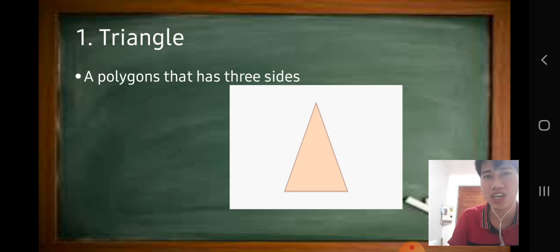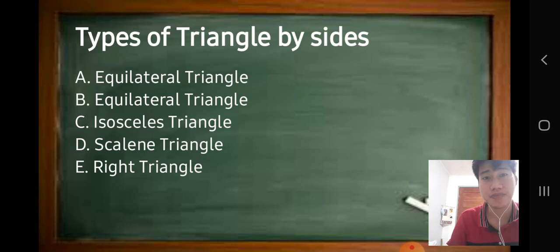So first is triangle. So what is a triangle? A triangle is a polygon that has 3 sides. So if it has three sides, that is a triangle. There are also types of triangles. So these are the types of triangles.